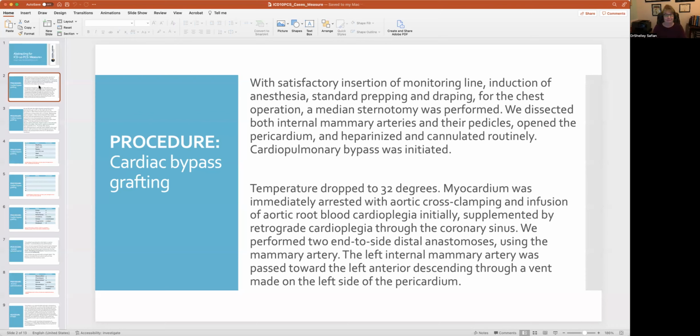anastomoses. It's amazing to me. Some medical terms just roll right off my tongue, and others. Okay, using the mammary artery. The left internal mammary artery was passed toward the left anterior descending through a vent made on the left side of the pericardium.